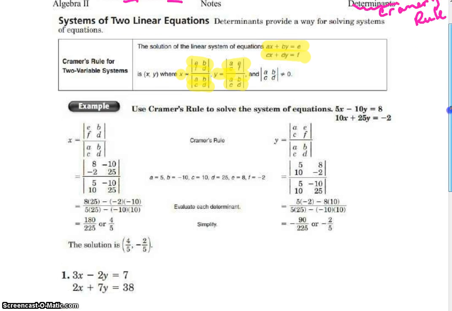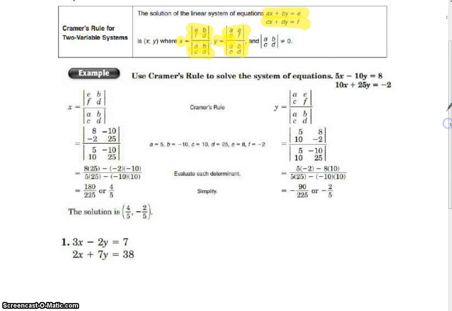Okay, now that you have your note card filled in, we're going to use this equation to solve a system. If you have 5x minus 10y equal 8 and 10x plus 25y equal negative 2, the number in the first equation with x is a, the number in the first equation with y is b, then you're going to have c and d coming from the second equation, and then e and f are the answer choices. You do have to keep signs, so like this, b is negative 10, it's not just 10.